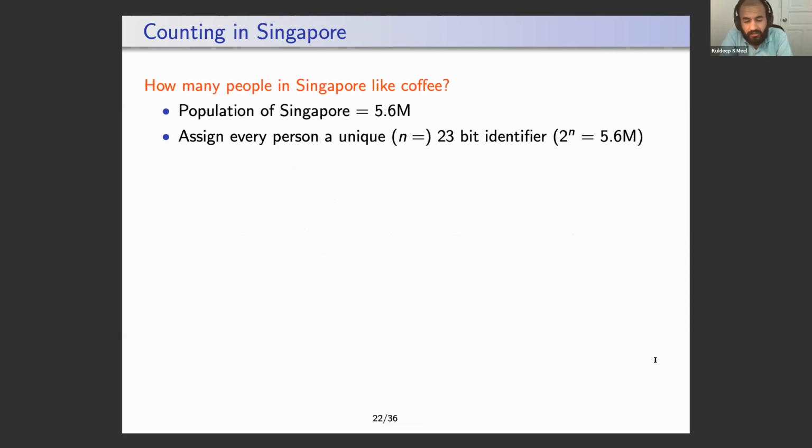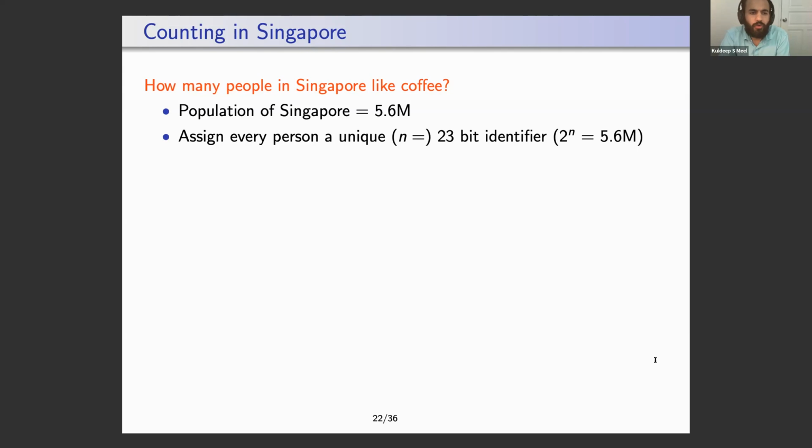So the population of Singapore, as I checked this morning, looks like 5.6 million. Well, we can assign every person a unique 23-bit identifier so that we are covering everyone. So suppose I asked you this question. How would you go about counting how many people in Singapore like coffee?